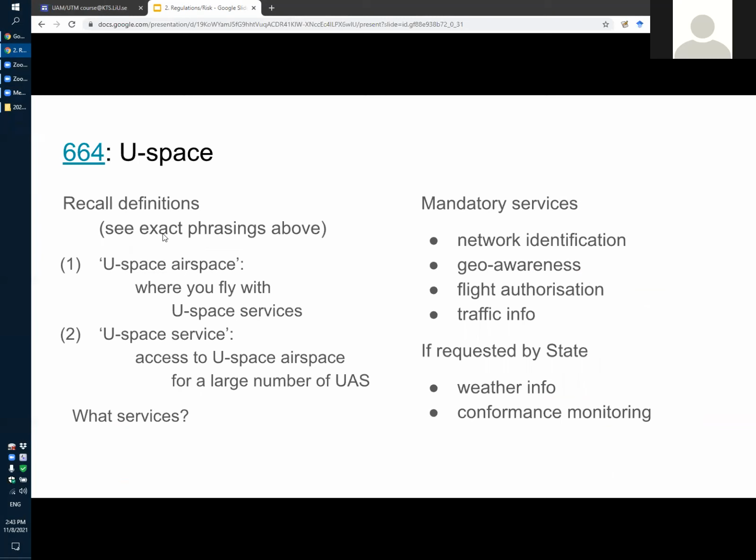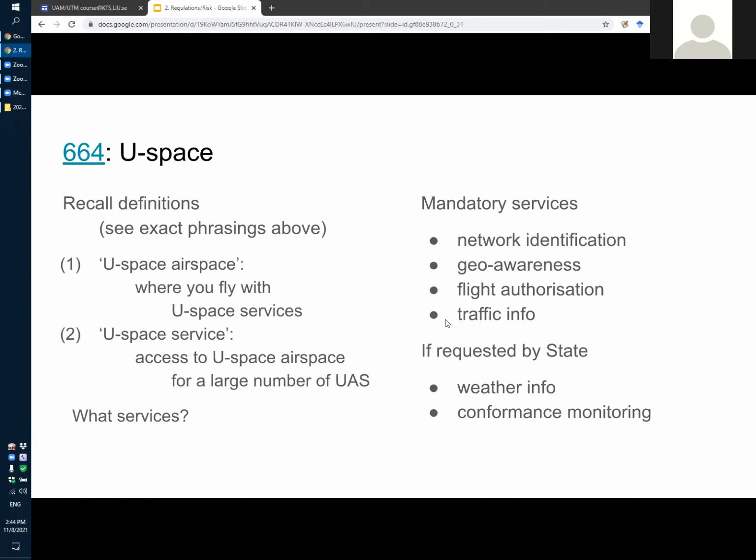So again, recall the definitions. You can look up the exact phrases in the regulation or above in these slides. U-space airspace is where you have to use U-space services when you fly in it. And U-space services are the ones that make sure that a lot of drones can access this U-space airspace in a safe, efficient manner. Okay, so what are these services? What are the U-space services that serve this wonderful purpose?